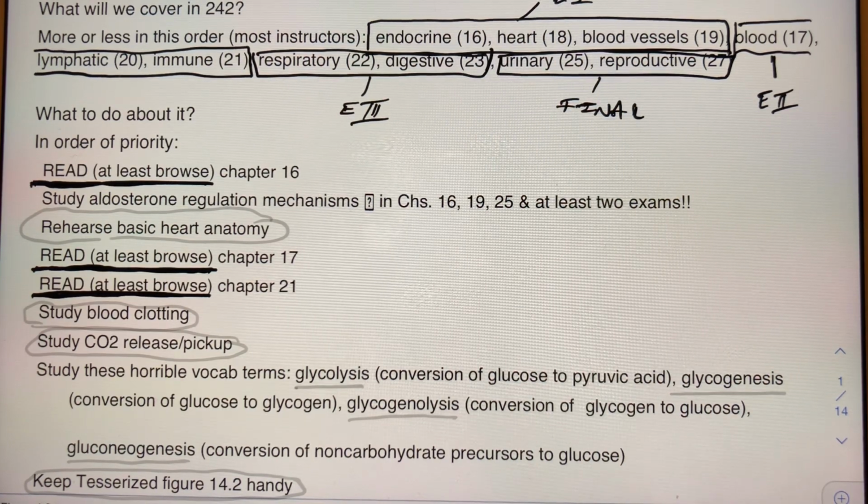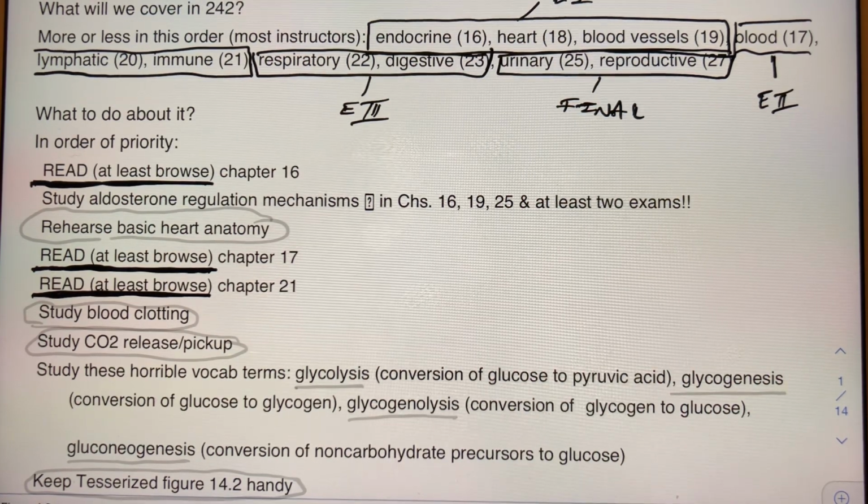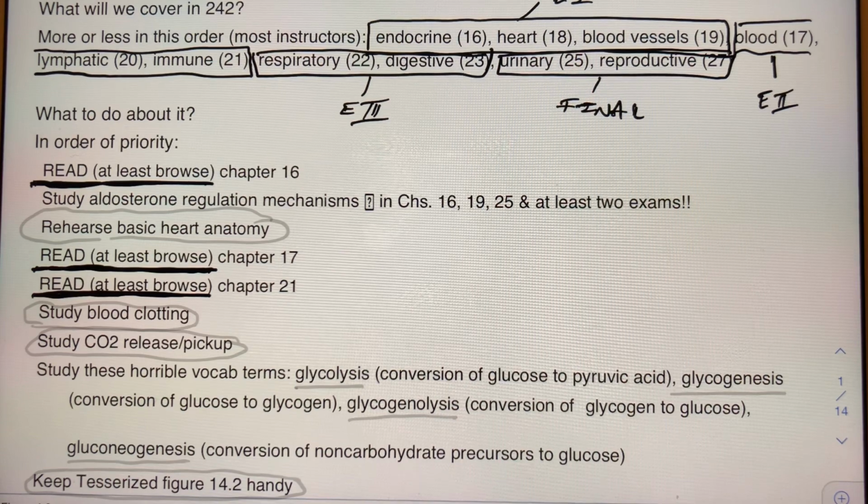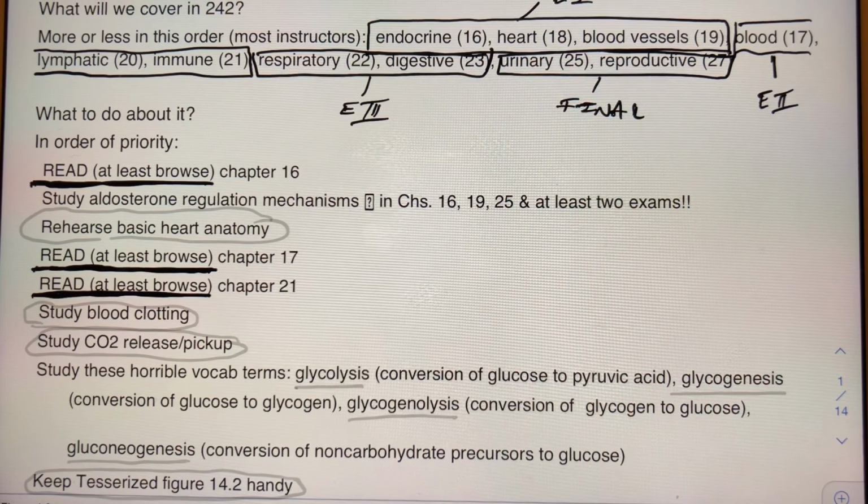Aldosterone regulation mechanisms will show up over and over and over again this quarter, such that if you don't master them the first time, you're just going to get hurt over and over again. So I've included that in the subsequent slides, and I'll talk to you really briefly about that shortly. Aldosterone regulation shows up in 3 different chapters. It shows up on at least 2 exams, so you just have to master it.